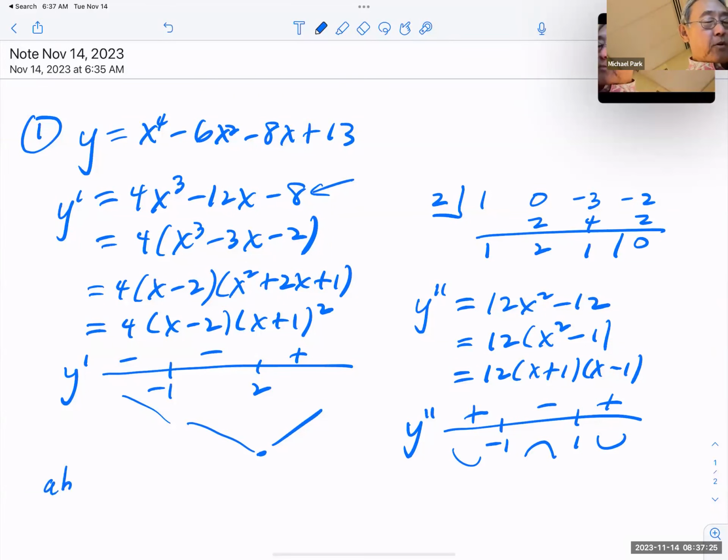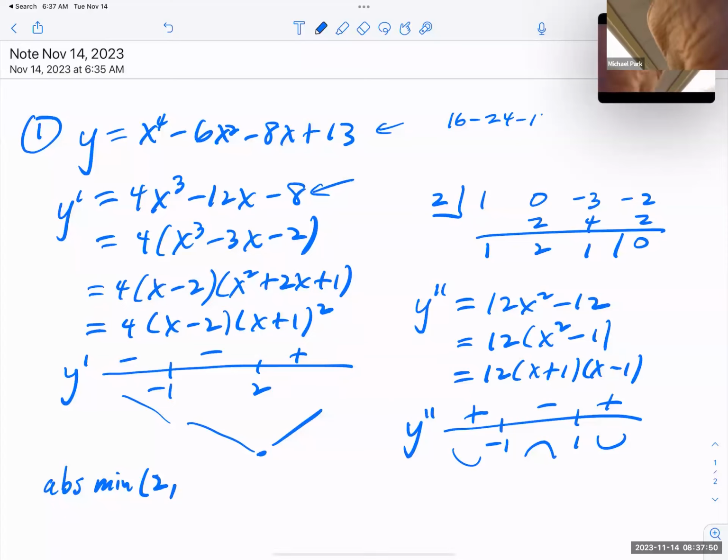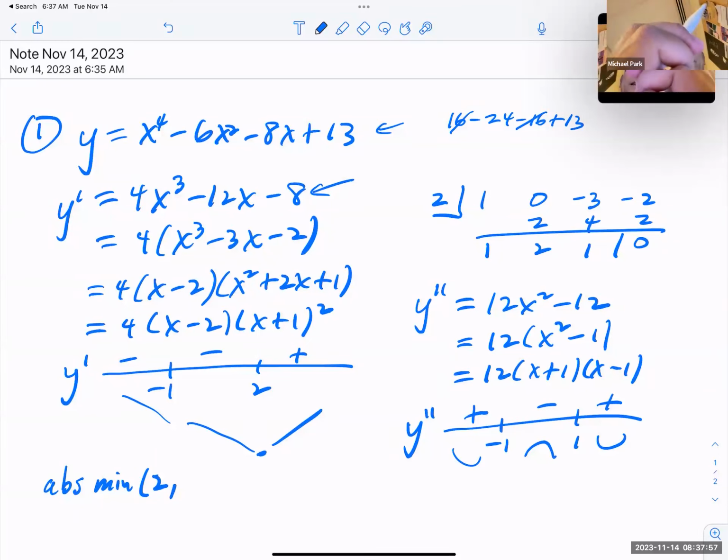So let's put them all in. Absolute minimum point at 2 comma, and then to figure out the y coordinate, you got to plug it back into the original equation. Oh, that could be a chore. So let's see. If you plug in 2, I'm going to do some work up here. You're going to get 16 minus 24 minus 16 plus 13. The 16s cancel out, and you get -11, absolute minimum.